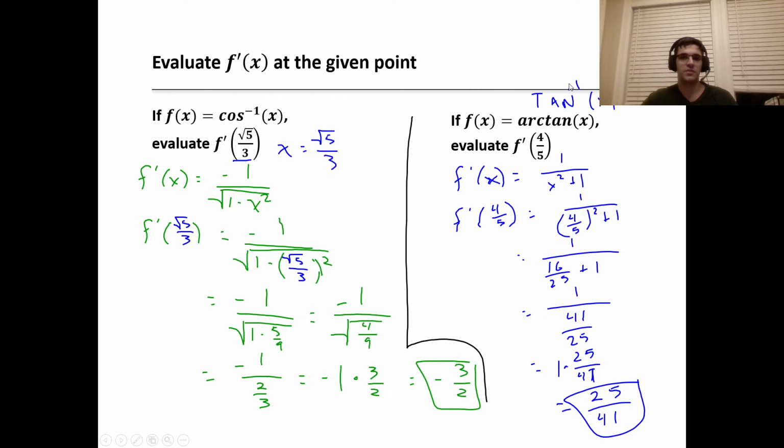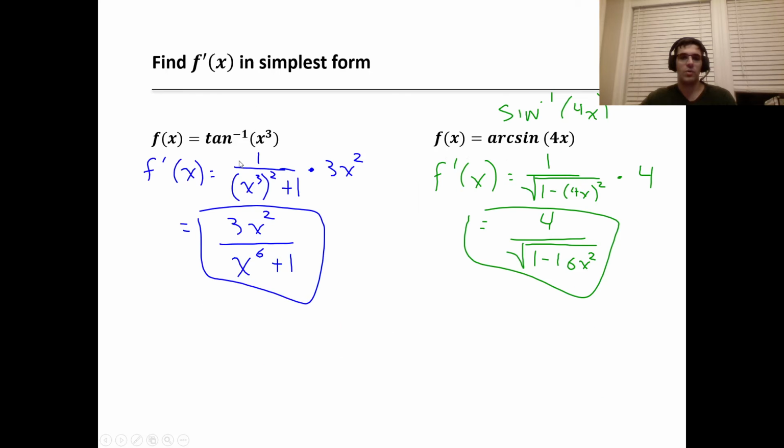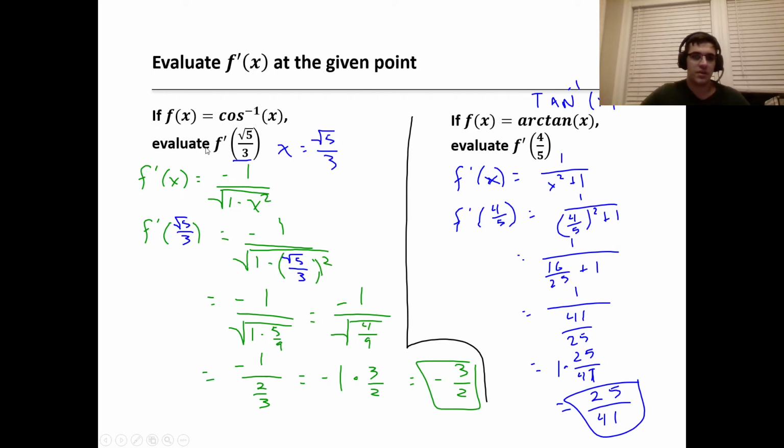Here are some examples for finding f prime at a given point. The derivative of cosine inverse is negative 1 over the square root of 1 minus x squared. If we're at the point square root of 5 over 3, we plug the square root of 5 over 3 in for x in our derivative equation and just solve this out algebraically.